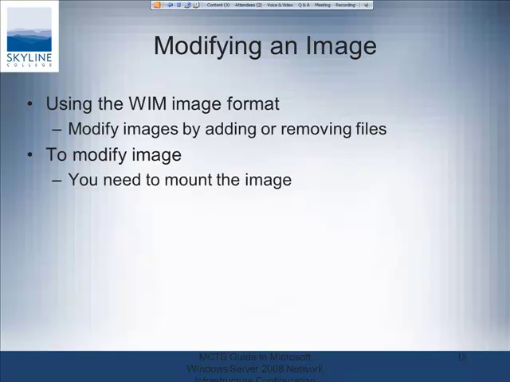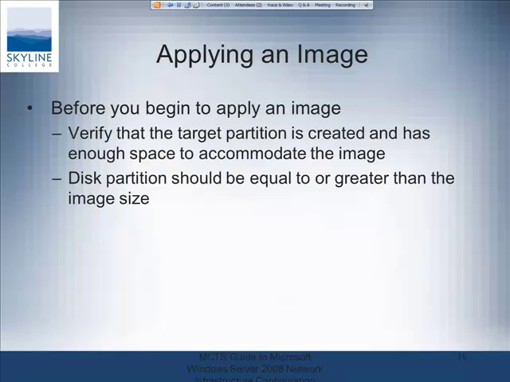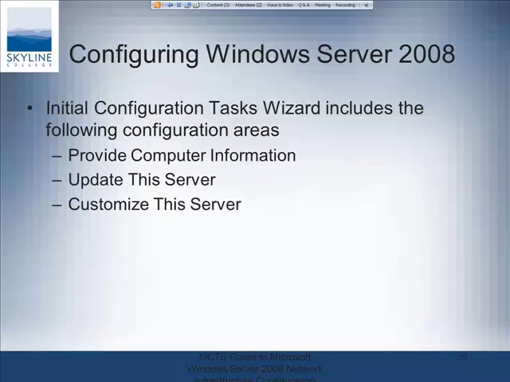WIM format, modify the image, you need to mount it, and once you mount it, you can then make the changes to it. You may want to put drivers on it or whatever else. Applying an image, verify that the target partition is created and has enough disk space to accommodate the image. Big deal here. You have to partition it before you apply the image. It should be equal to or greater than the image size so that we can apply this thing to that partition.